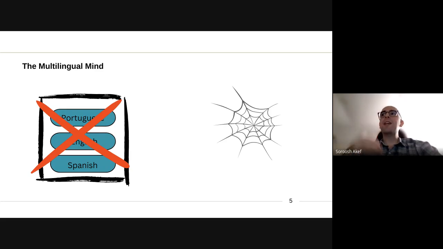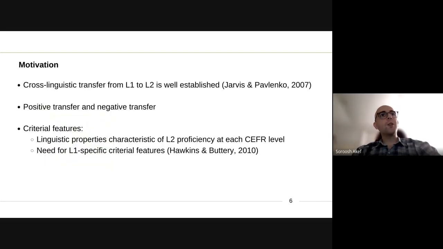So if you're a Turkish speaker and you begin learning English, not only is your English influenced to some part by your first language, but your first language at some times and in some aspects can be affected by your newer language. So this is nothing new. We know that cross-linguistic transfer from L1 to L2 is very well established, and we have positive transfer and negative transfer.